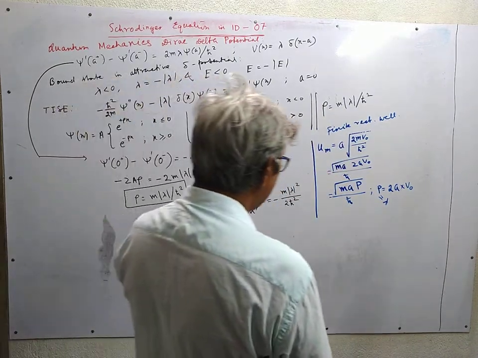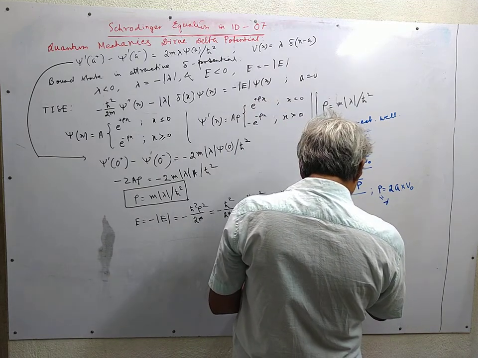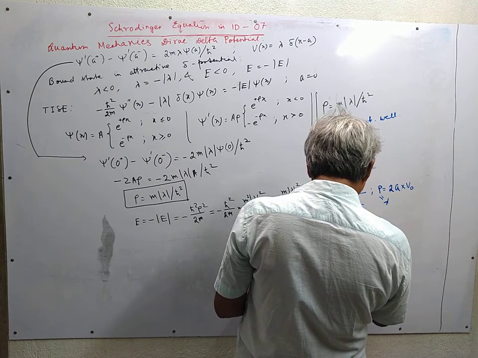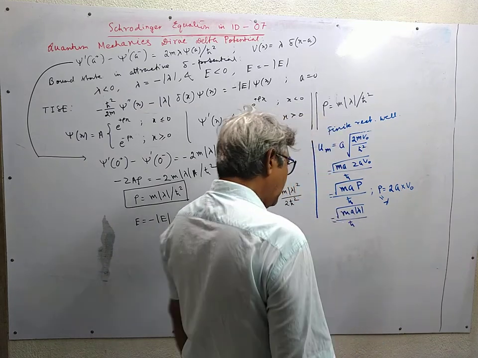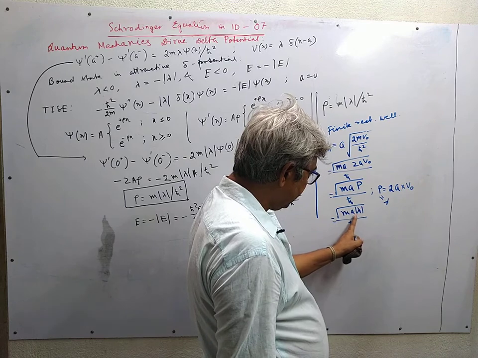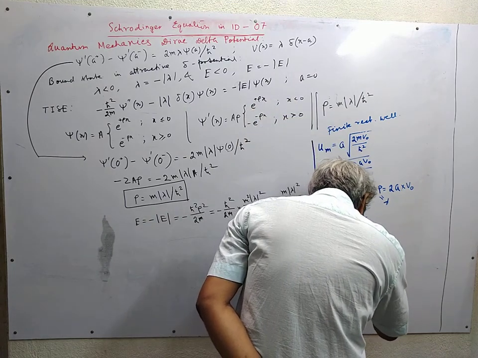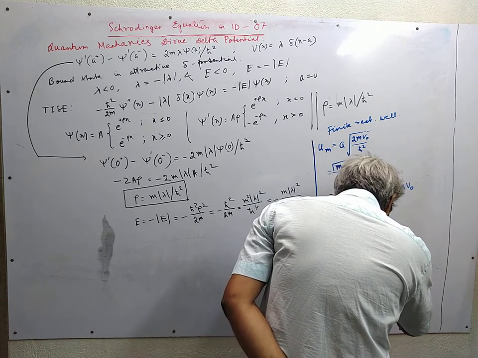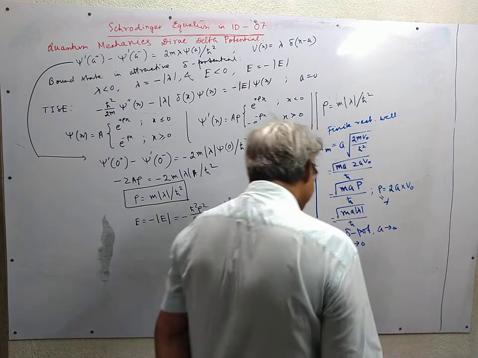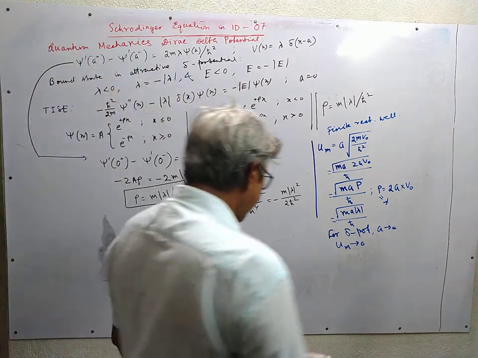we match this P with lambda for the infinite well. So the expression for this becomes mod lambda by h line. Mod lambda is a finite quantity, but for the Dirac delta potential A tends to 0. For the delta potential A tends to 0, that is, tends to 0.